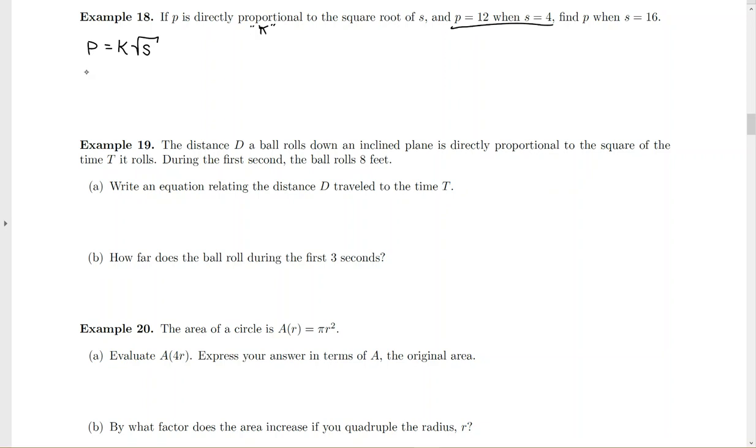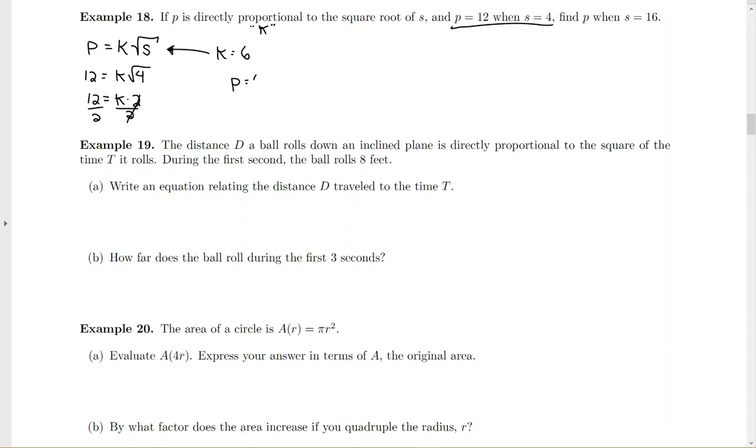P is 12. S is 4. The square root of 4 is 2. And then solve for k. So divide both sides by 2, and we're going to get k is 6. So that's just my proportionality constant. I plug that 6 back into my first equation.